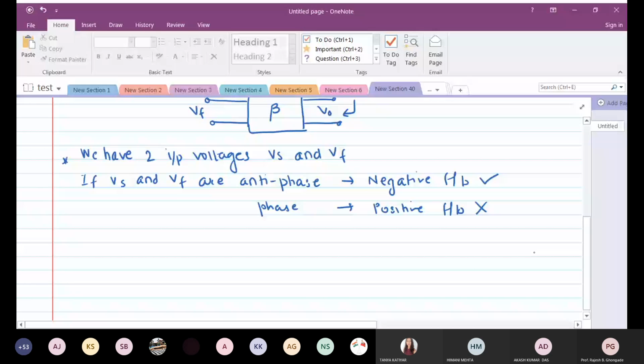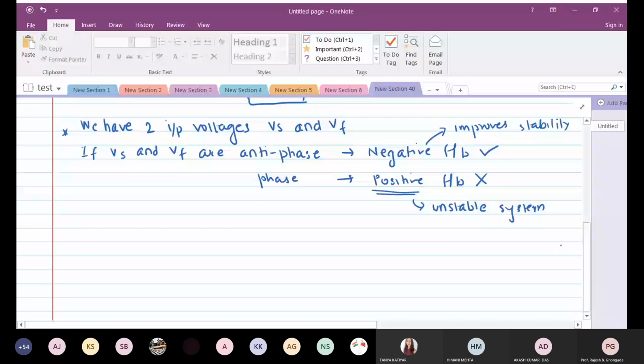In fact, positive feedback leads to an unstable system, whereas negative feedback improves stability. These are the characteristics of the negative and the positive feedback. As we have already seen, Vf is a part of feedback, so it is proportional to Vout. In this case, we call it a voltage feedback.